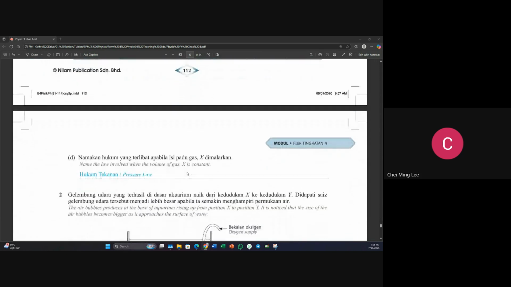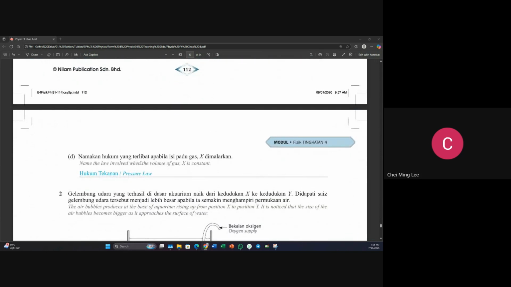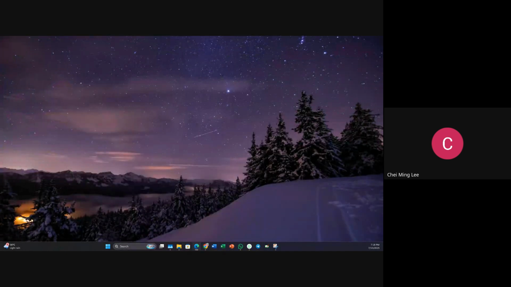All right, now let's see the final one. So name the law that is involved when the volume of gas is constant. When volume of gas is constant means that P over T. Okay, P over T is the pressure law. Okay. All right. Now with this we end chapter 4.